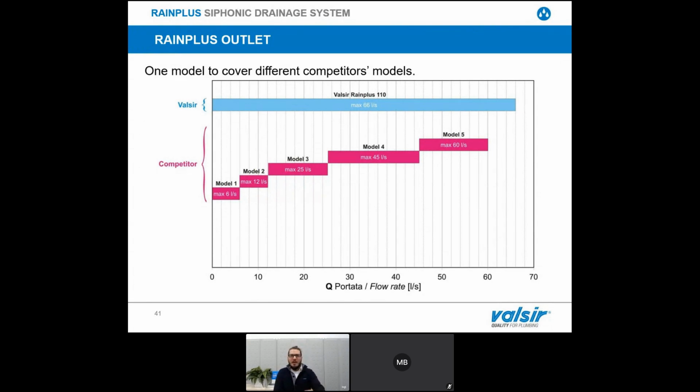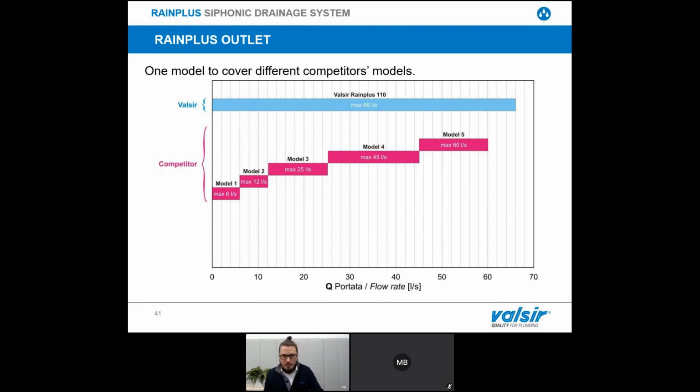In this way, for your project, we can apply the outlet in all the situations that you have without having to decide which type of outlet, because we have one model that can be used for all different types of project. Do you want to see something, Michele? No? Okay. I will keep it for the end of the presentation.